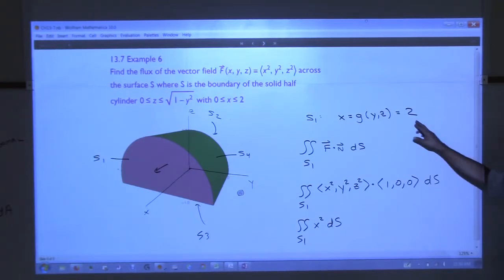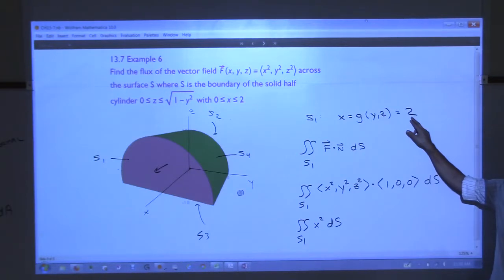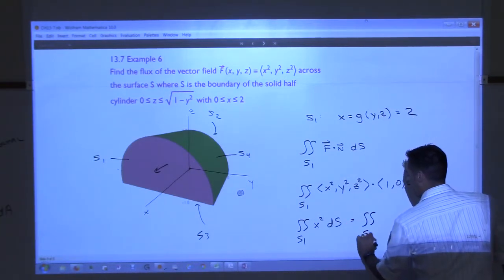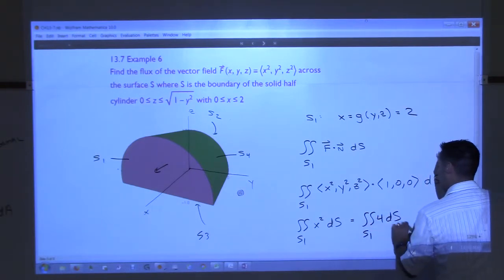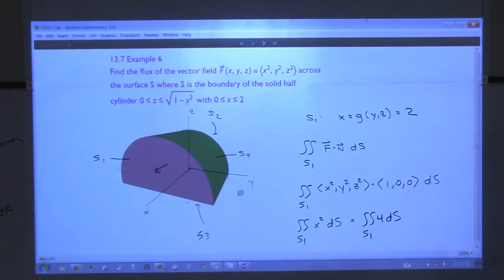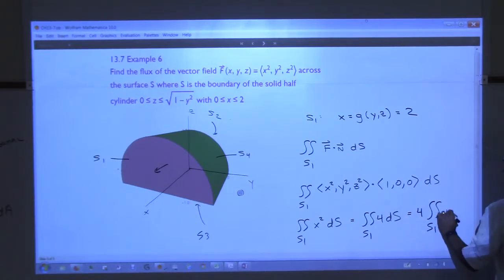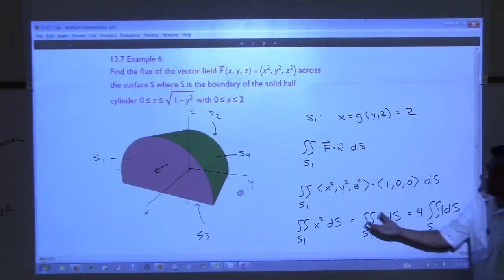Because we're on S1, x is 2, right? That's a good thing, because that's just the double integral over S1 of 4 dS. I can pull the 4 out. And this is 4 times the double integral over S1 of 1 dS, right? This right here is the surface area of S1.